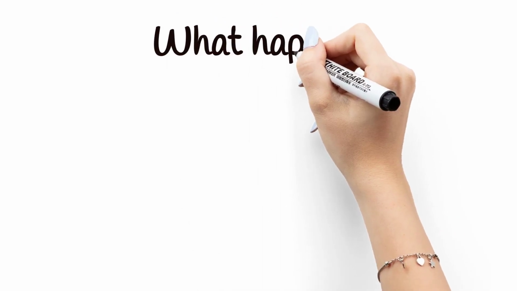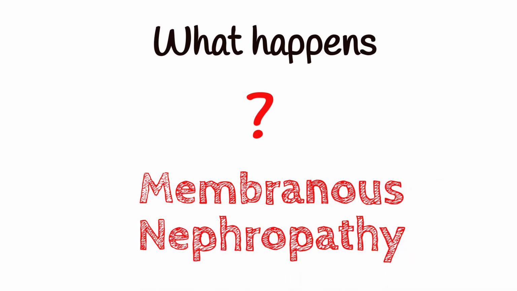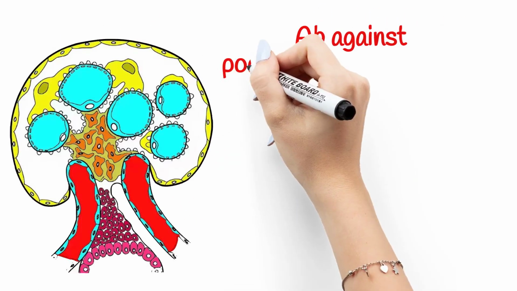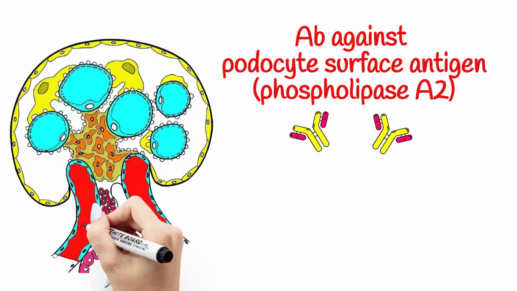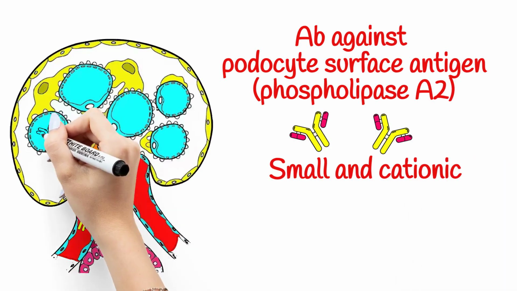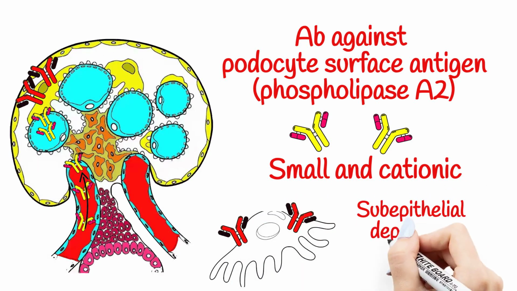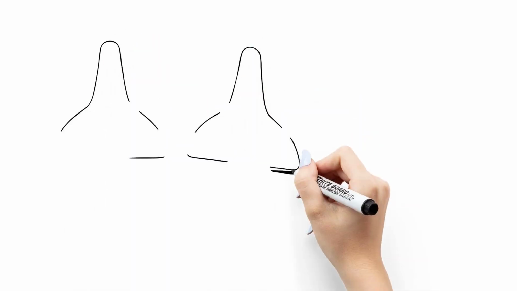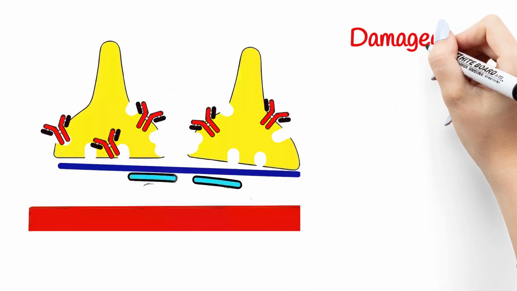So what happens in membranous nephropathy? In membranous nephropathy, antibody against the podocyte surface antigen phospholipase A2 receptor is created. As these molecules are small and cationic, they pass through the endothelium and the glomerular basement membrane, and are deposited into the subepithelial layer, causing damaged podocytes. These damaged podocytes then allow passage of small and large molecules, for example, protein.